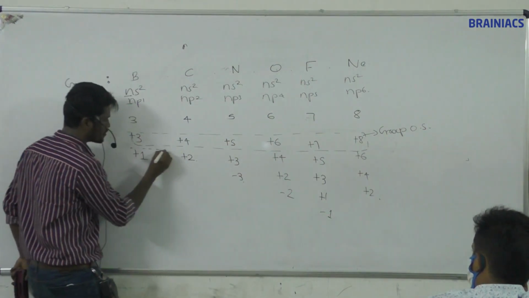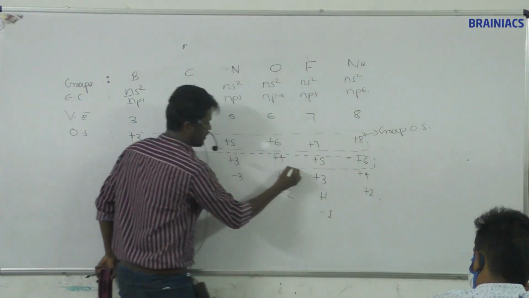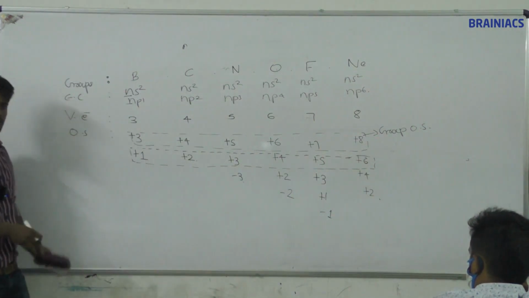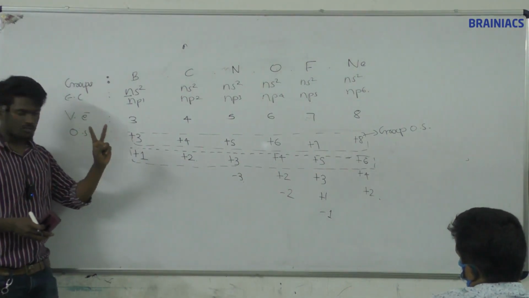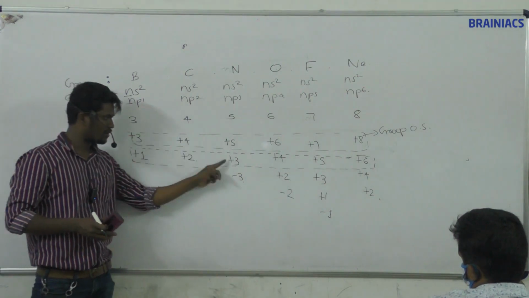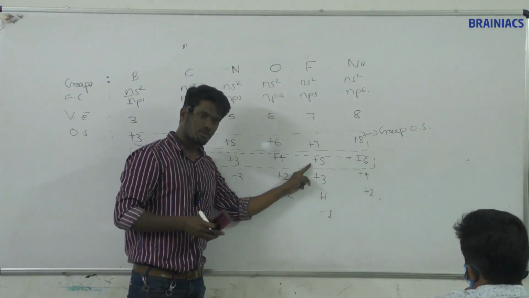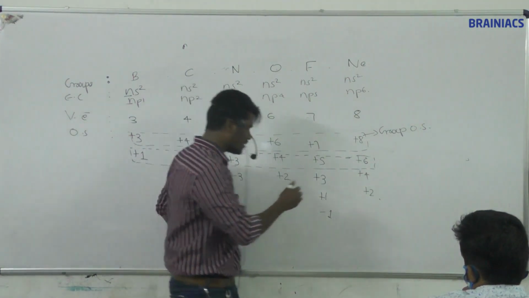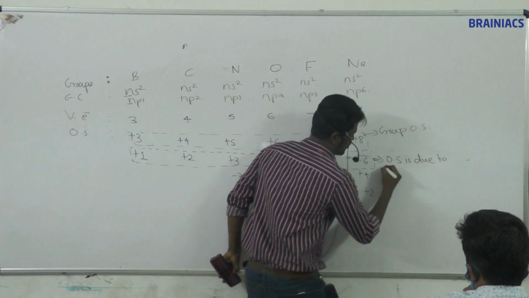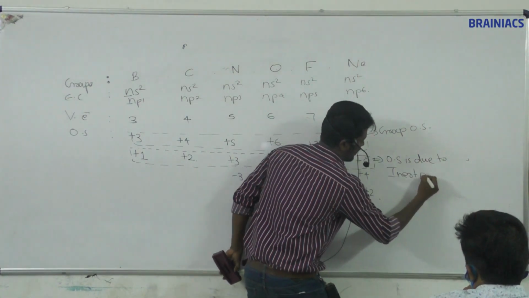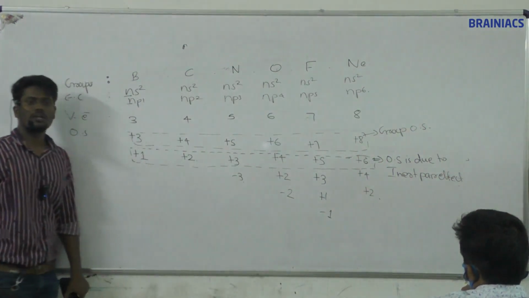So what do you mean by +1, +2, +3, +4, +5 and +6? What is common in oxidation state? Giving 1 electron, that means they are not giving 2 electrons. This oxidation state is due to inert pair effect.